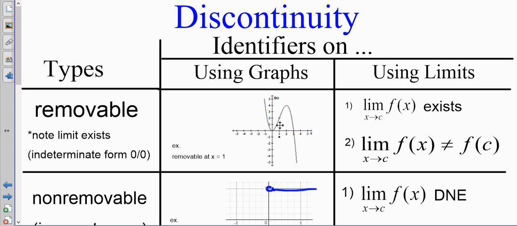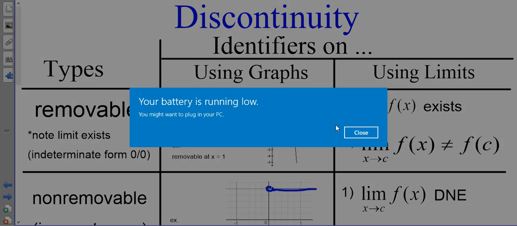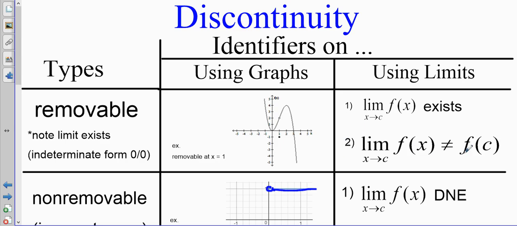Removable is when we have holes. There's a hole right there. Basically what we're saying is that the limit exists, but that limit at c, if we say 1 is c, can differ from f of c. It can equal something other than f of c.